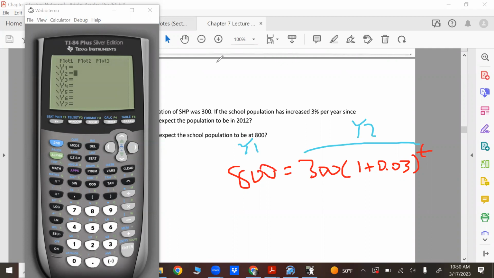That doesn't matter. So I'll do 300 times 1.03 raised to the x power. Right. Next step, I'll do 800. And let me graph in the standard window. Option 6 is the standard window. The standard window always goes from -10 to 10 for x and y.